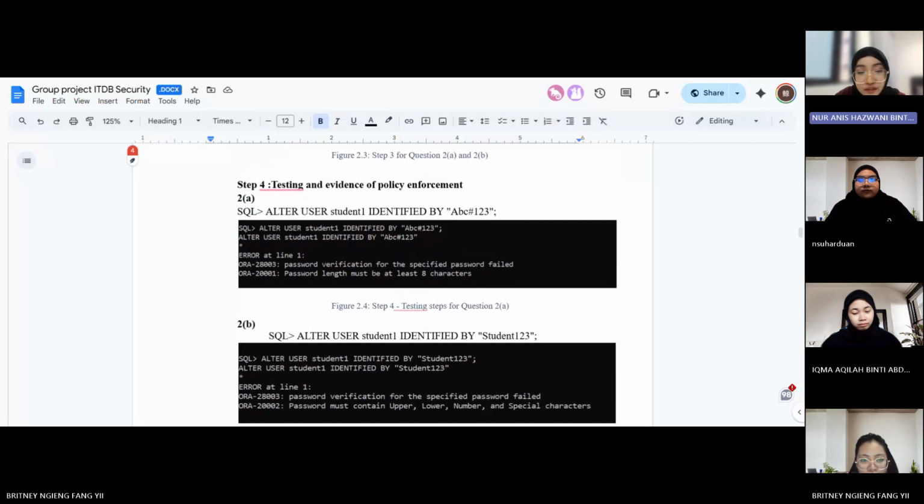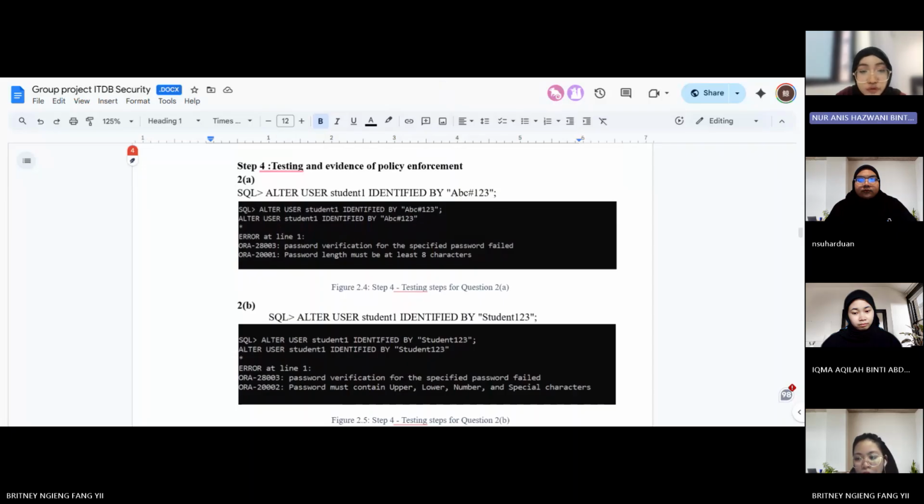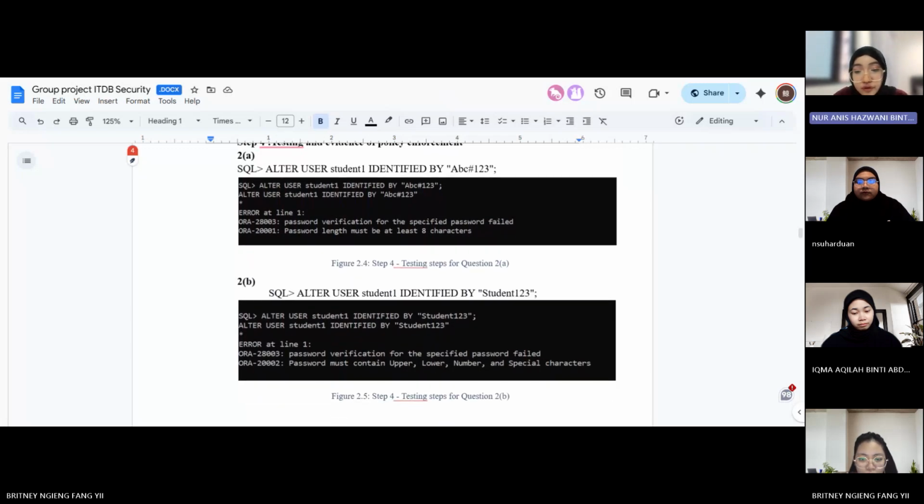This is the output for 2A, that it will trigger an Oracle error, effectively preventing the use of short, easily hackable passwords. And then for 2B, we enhance security further by enforcing password complexity. This policy requires passwords to contain a mix of different character classes, including at least one uppercase letter, one digit, and one punctuation mark.